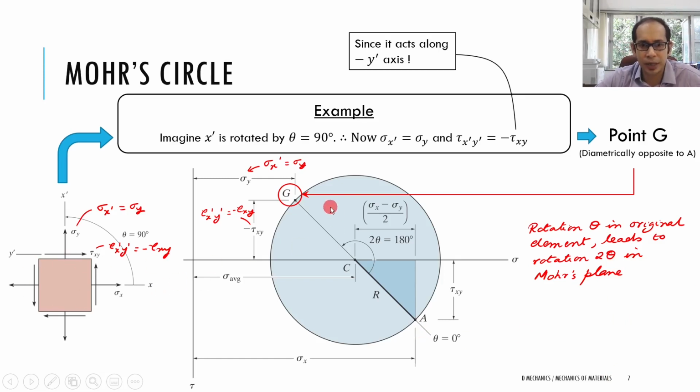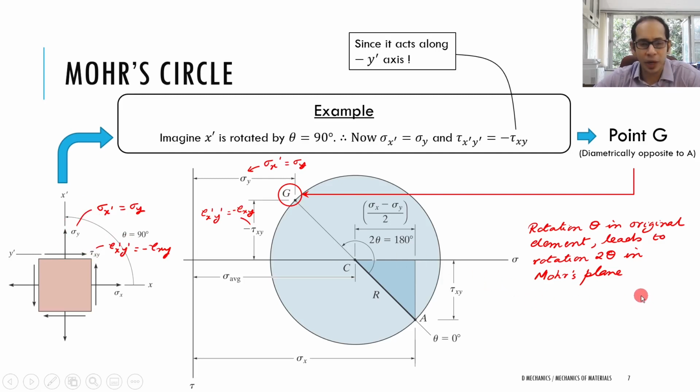So we have located the point A, which represents your sigma x, tau xy. We have located the point G over here where the value of the stress is sigma y, which is over here. Don't worry too much about the stress. Once you have located the point A, the state of stress, the others get automatically drawn. The only reason why this is negative over here is that in this case your tau x prime y prime for the rotated axis points towards the negative y direction, which is over here.